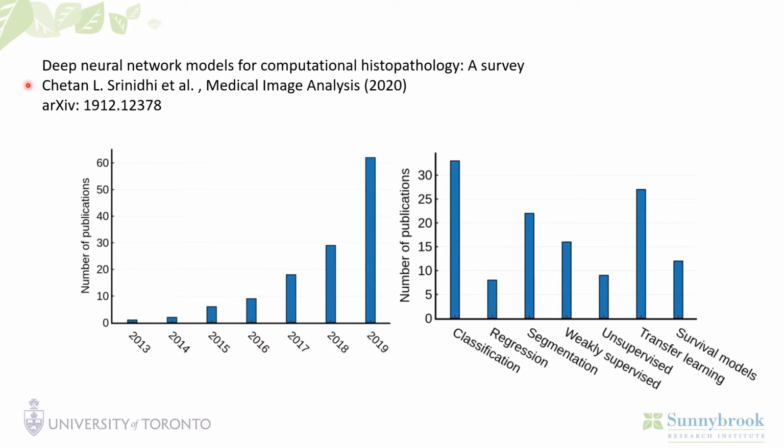And Chetan, one of my postdocs, has written a nice survey paper on this, which should be published in Medical Image Analysis soon. And we can see from the categories of what kinds of methods are being produced, it's very similar to medical imaging. So much interest in classification. These were the first things that people tried to do with deep learning. And then we get on to things like segmentation. Transfer learning, particularly important in digital pathology to take care of the staining variations. And then more recently, there's been a lot of interest in weakly supervised and unsupervised learning, and also in survival models.